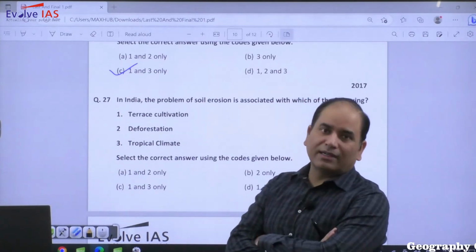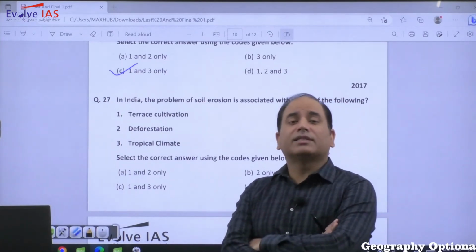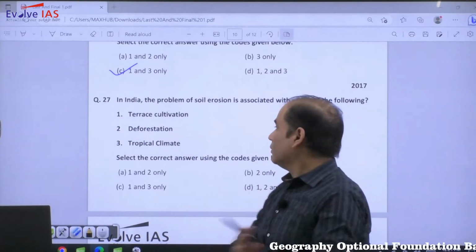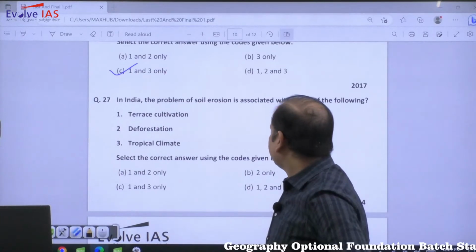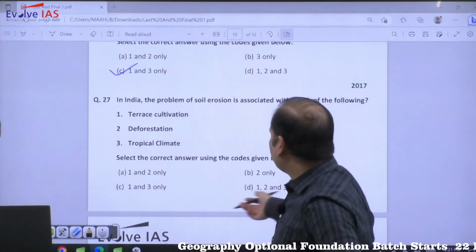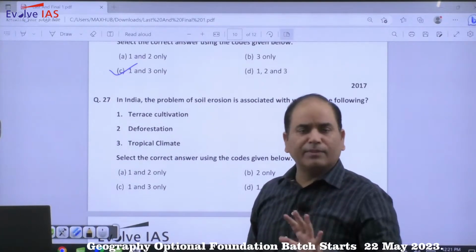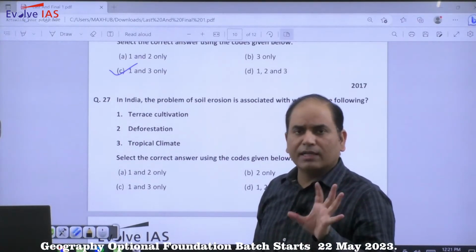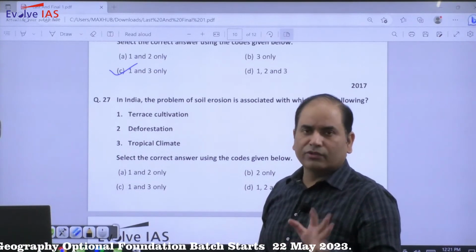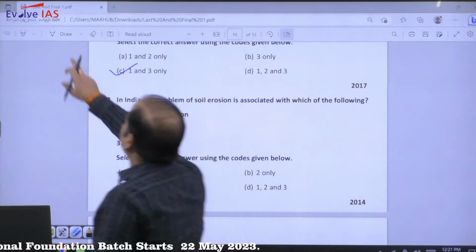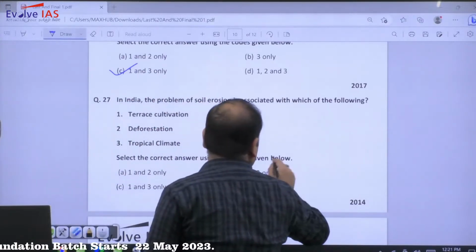As far as terrace cultivation is concerned, terrace cultivation is not the problem of soil erosion, rather it is one of the methods of conservation. So the first statement is wrong. The moment you know that one statement is correct, you will get the answer. Tropical climate, climate also has no role. So erosion can happen anywhere. So it is not that erosion will happen only in tropical climate. So the answer will be B, that is deforestation.